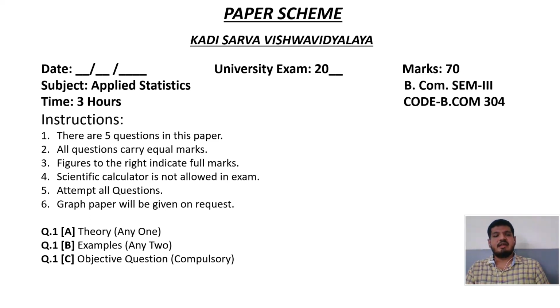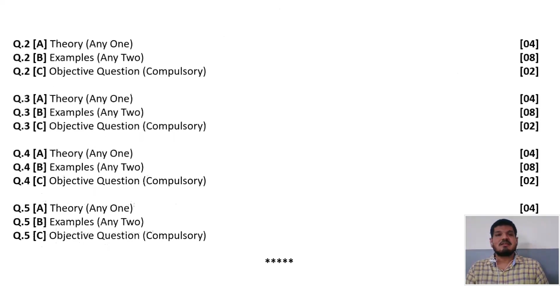Now in question 1, A is the theory part, so you have to attempt only one theory out of 2. Question 1B is of examples, you have to attempt 2 examples out of 3. And question C is of objective questions. You can be asked any definition, or any formula, and you have to attend it compulsorily. Theory carries 4 marks, examples carry 8 marks, and objective questions carry 2 marks. So overall question 1 is of 14 marks. Same way question 2, question 3, question 4 and question 5 are there. Each question carries 14 marks and the total question paper is of 70 marks.